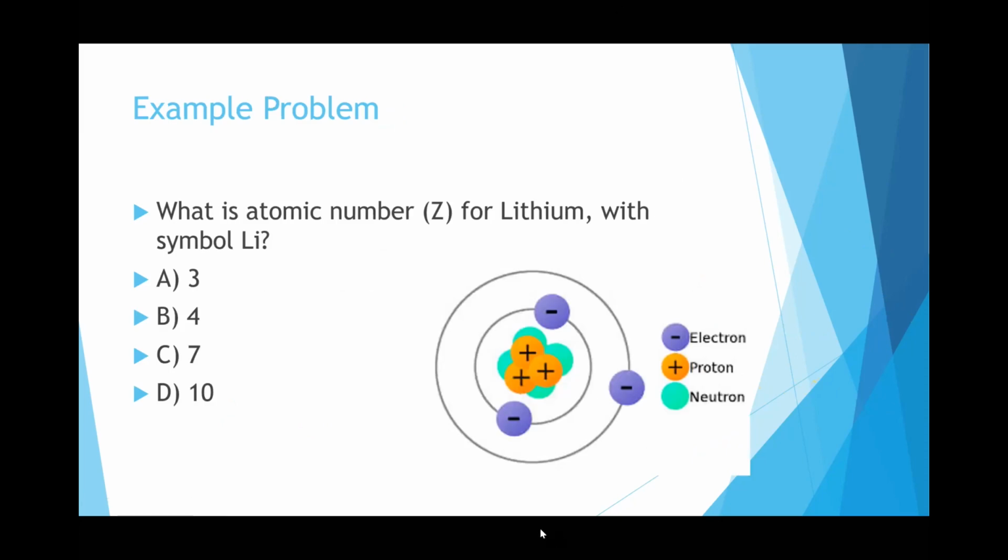So let me launch this poll. It should be relatively much easier than the density calculations. So what is the atomic number Z for lithium? And lithium has the symbol Li, just FYI. And remember, the atomic number is the number of protons.